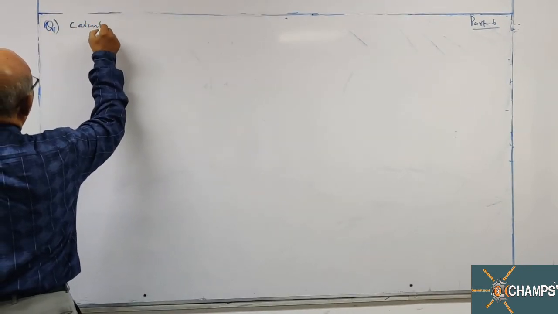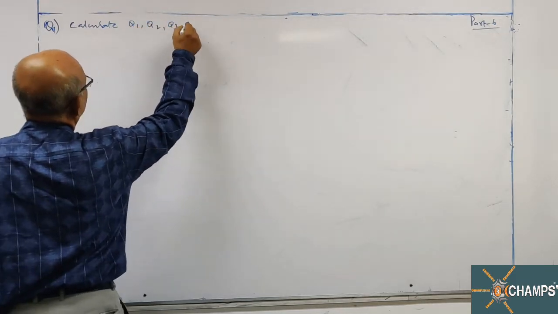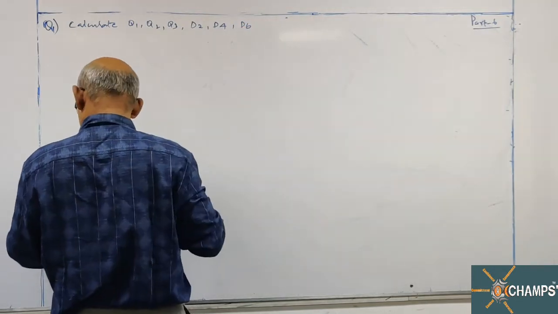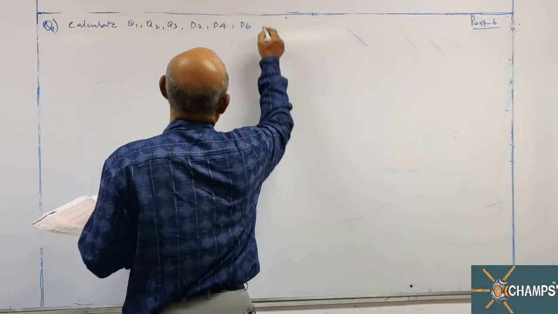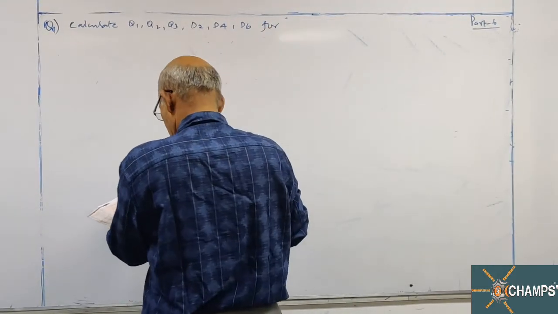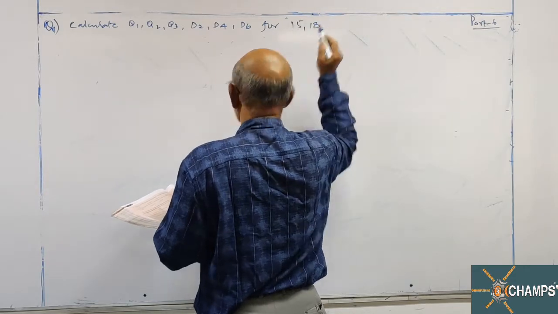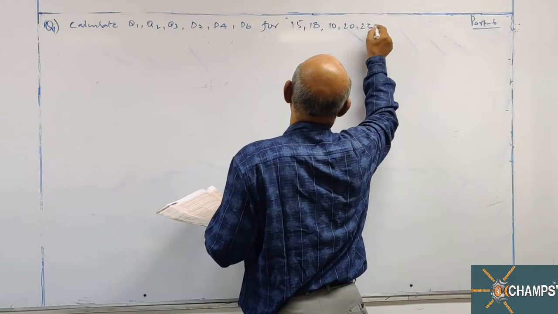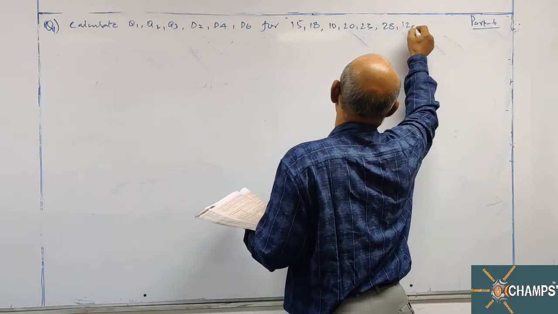Calculate Q1, Q2, Q3, D2, D4, D6 for 15, 18, 10, 20, 23, 28, 12, 16.